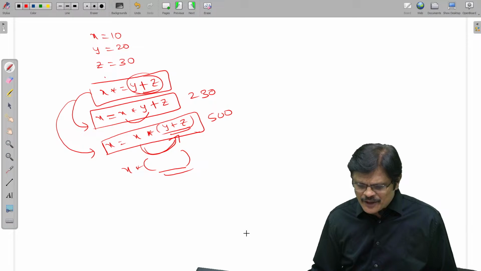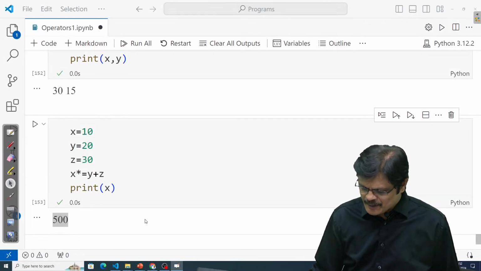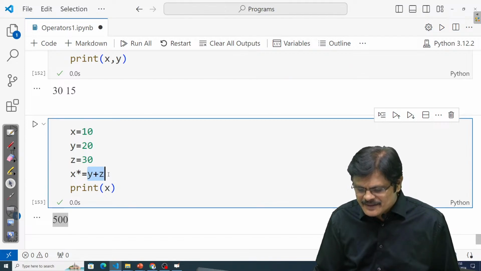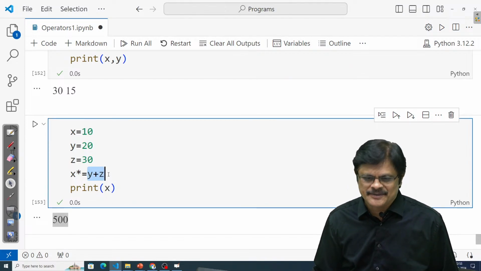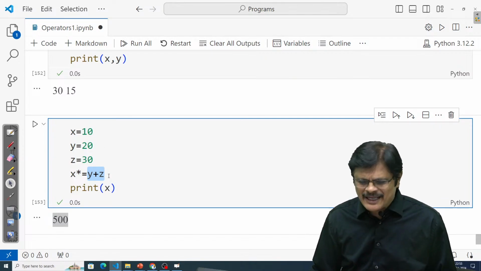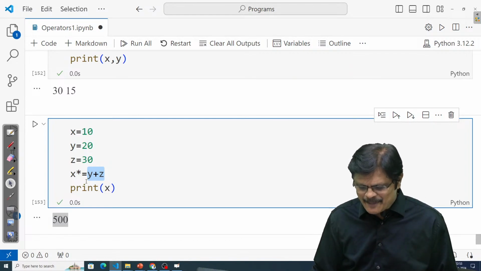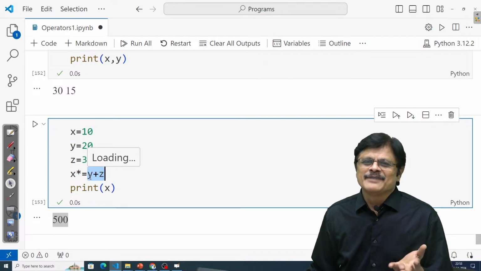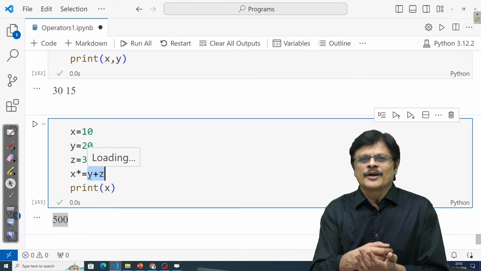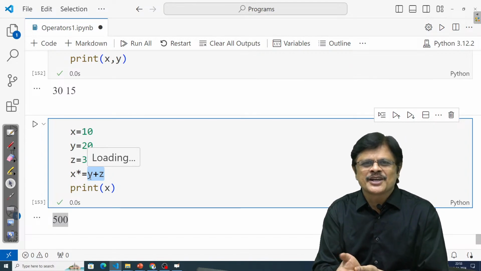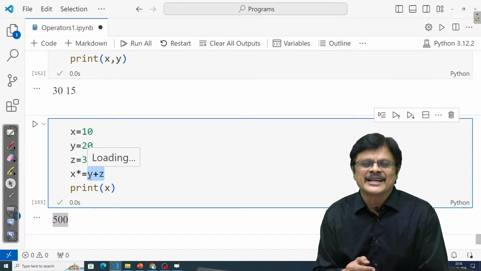So because of that you are getting the 500 answer. x into this expression. It won't happen like x into y plus x into z, sir. This is what actually happens: x into y plus z. Mathematically, multiplication is distributive over addition, you can think like that, but this is what exactly the answer is.